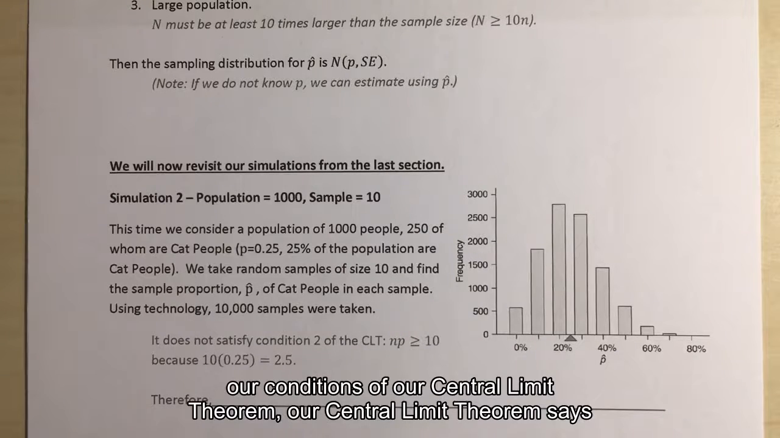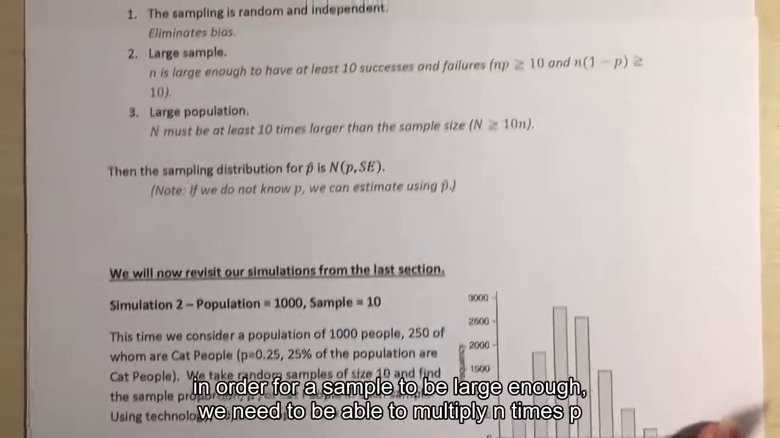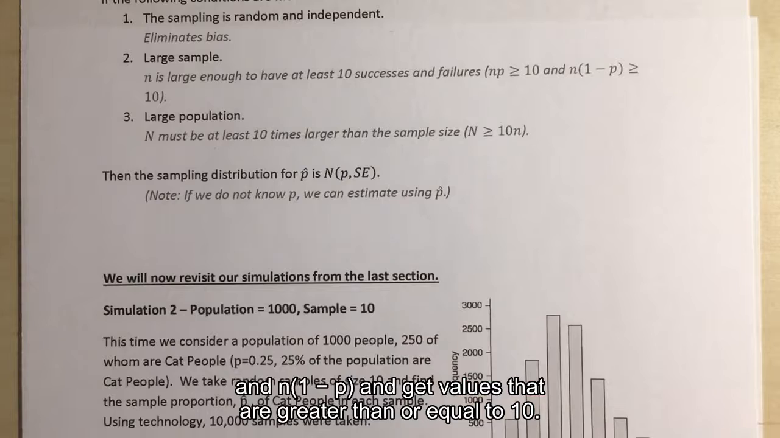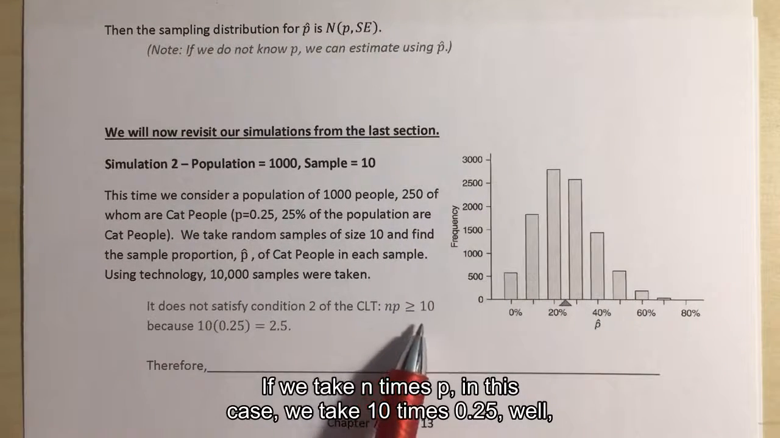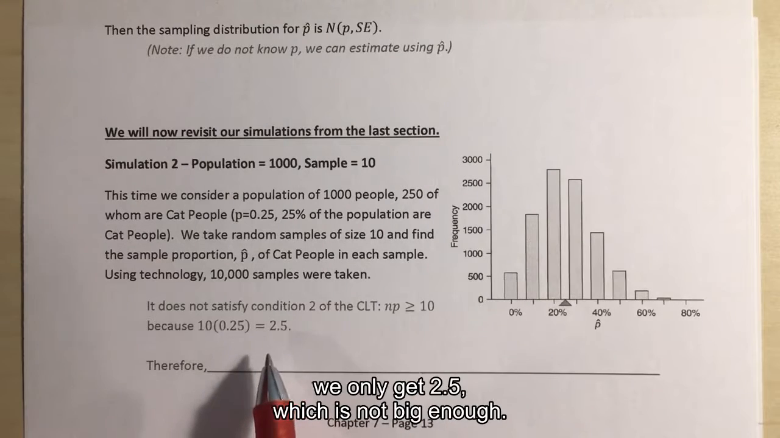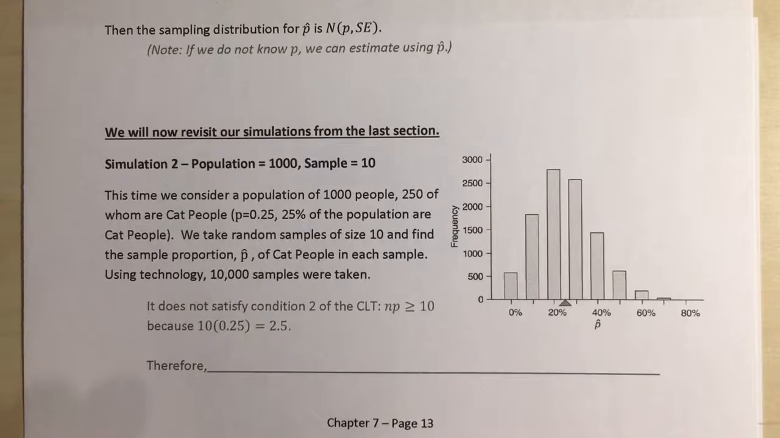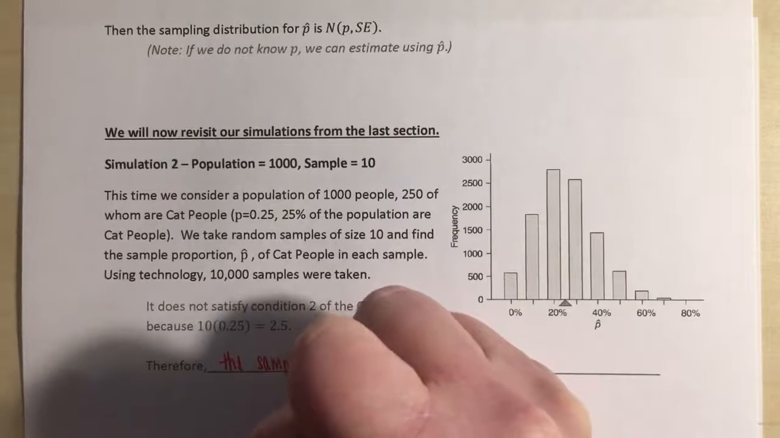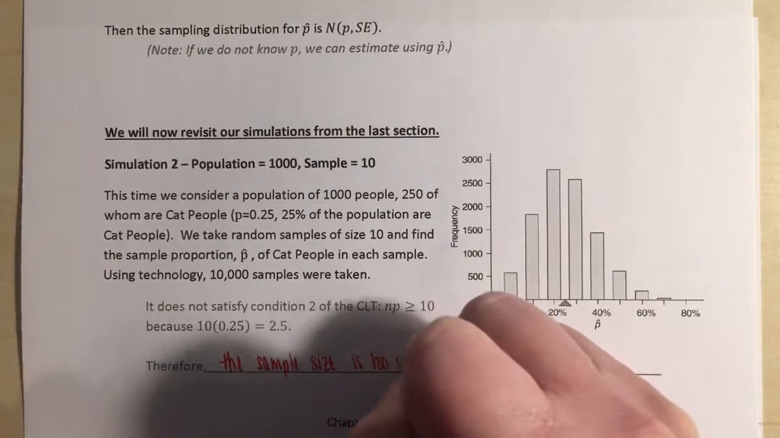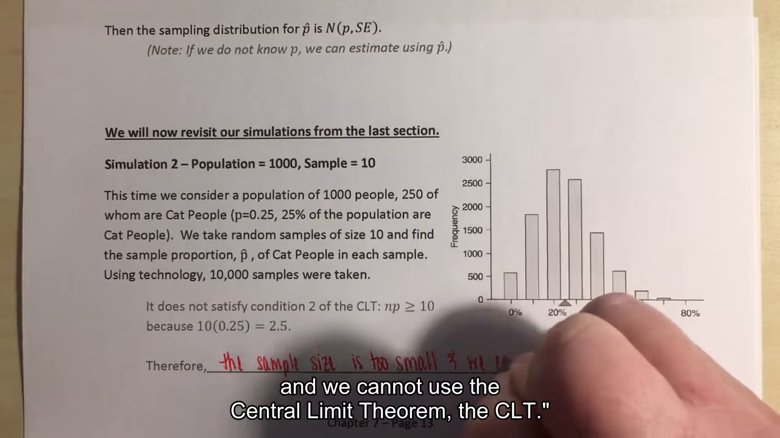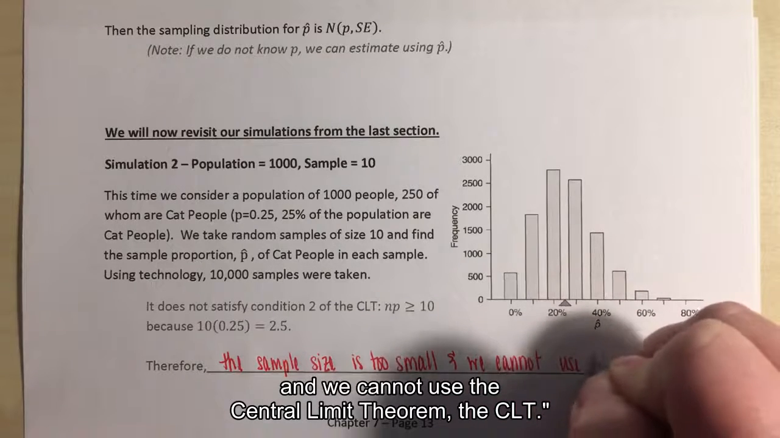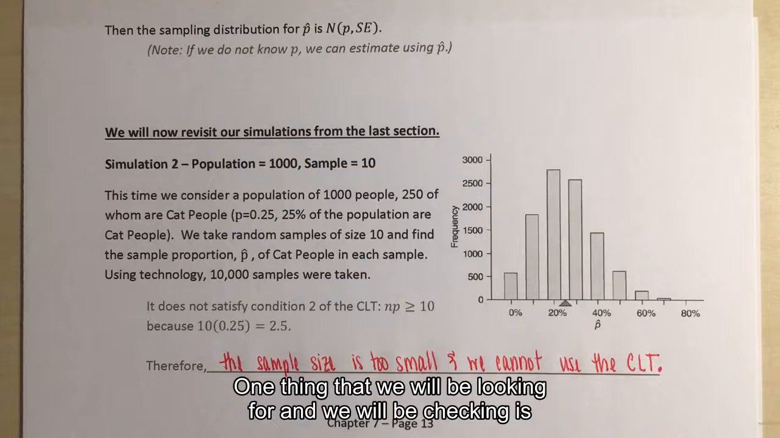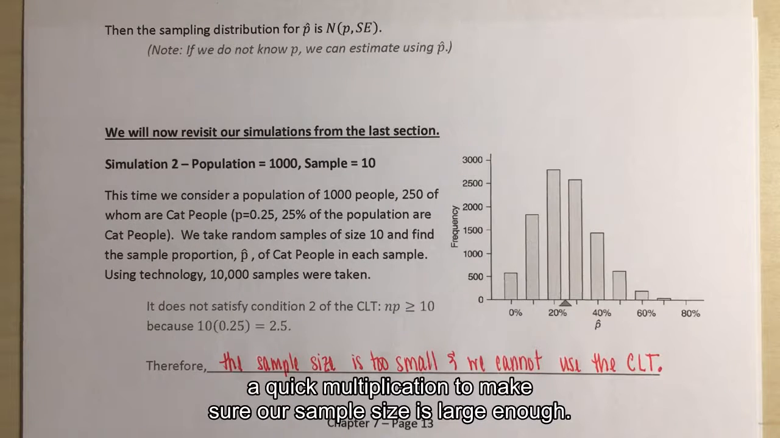If we think about the conditions of our central limit theorem, in order for a sample to be large enough, we need to multiply n times p and n times 1 minus p and get values that are greater than or equal to 10. If we take n times p, in this case 10 times 0.25, we only get 2.5, which is not big enough. Therefore, the sample size is too small, and we cannot use the central limit theorem, the CLT. So one thing that we will be checking is doing a quick multiplication to make sure our sample size is large enough.